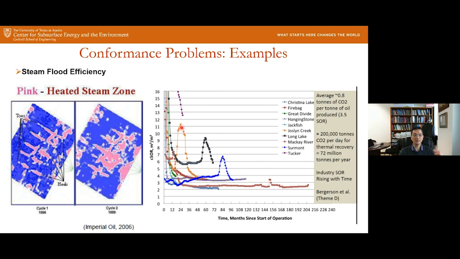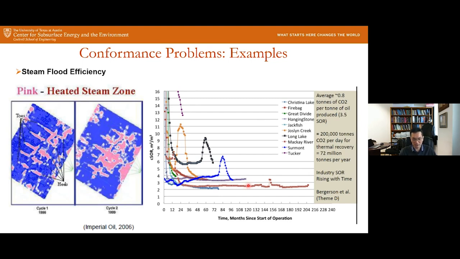Depending on the severity of the conformance problems in a specific reservoir, the SOR can go up and down and can land on a very high SOR. For example, right here it stabilizes at about 6 and goes up and down. And the lowest SOR in this project is about 3.5.